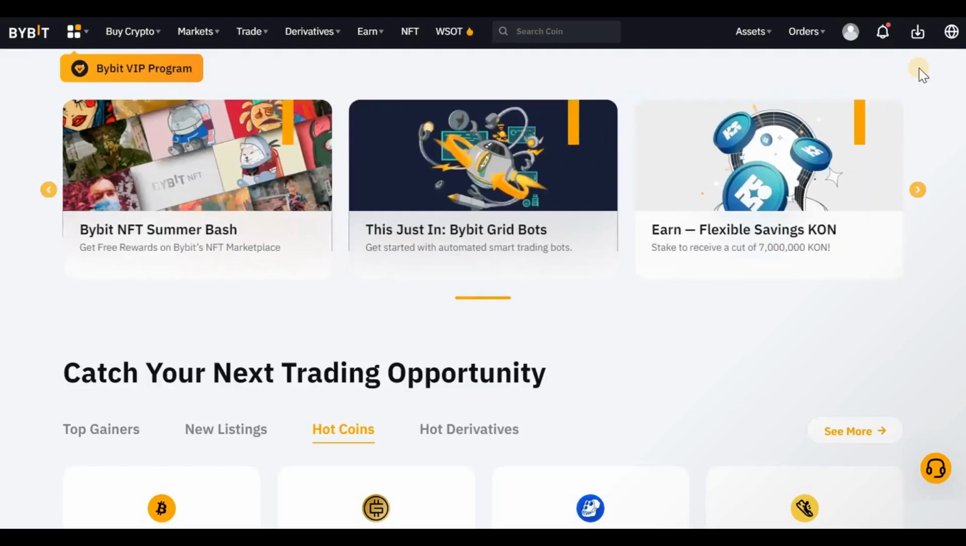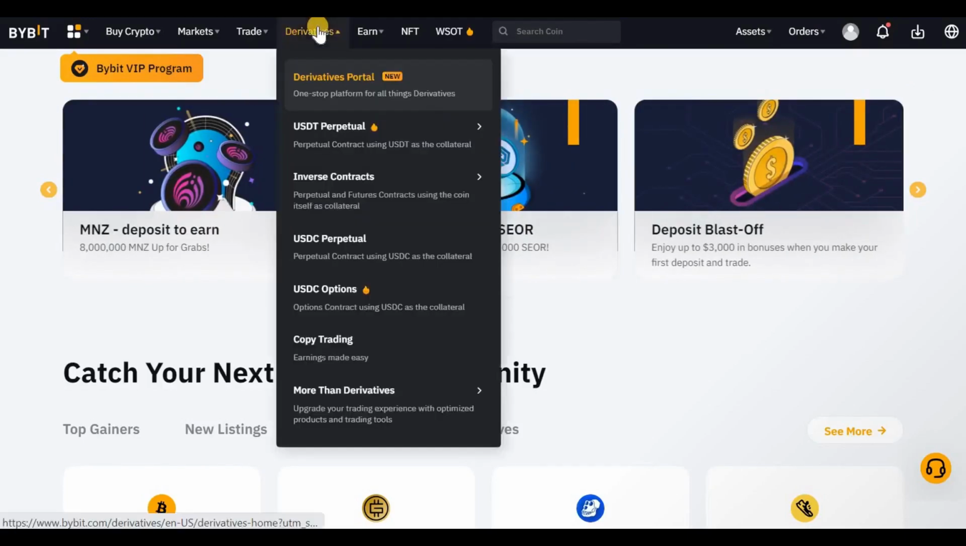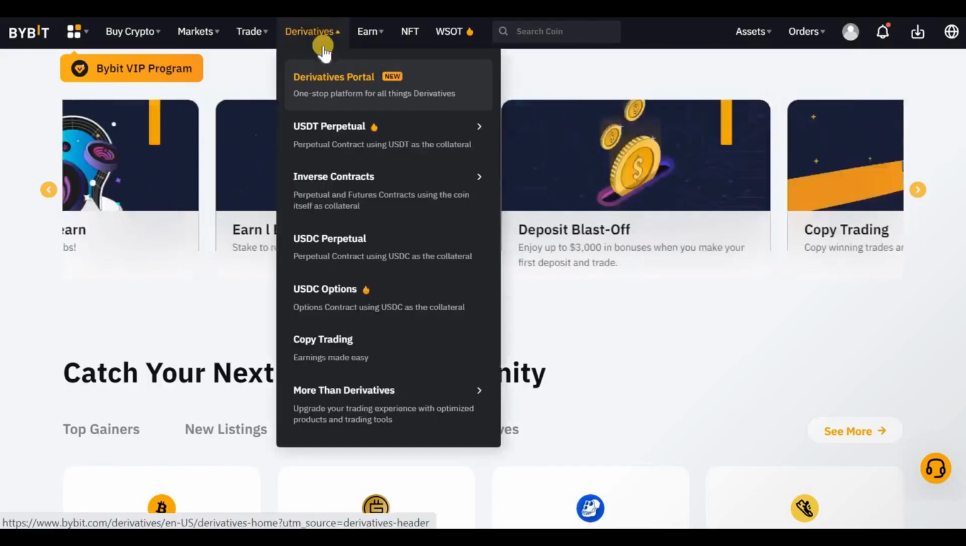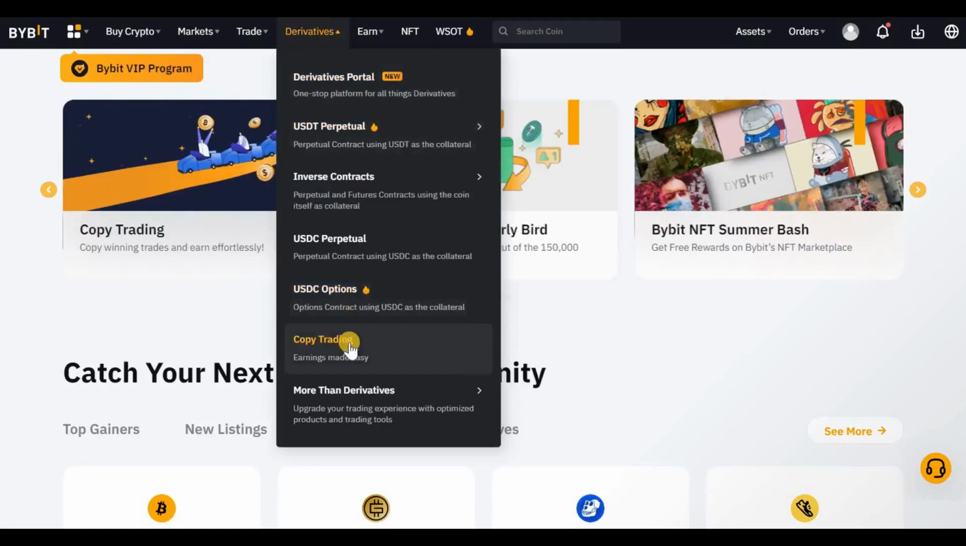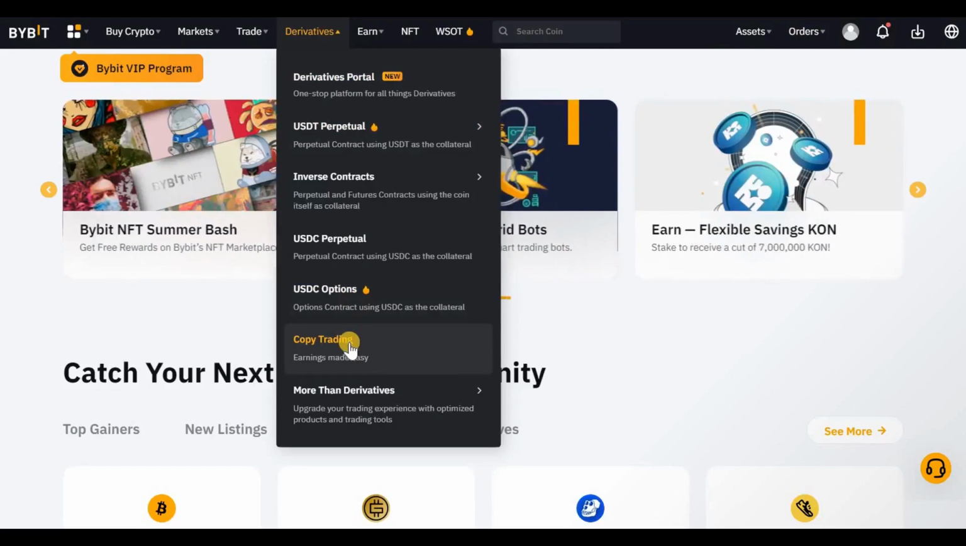To get started, you would have to go over to this section right here and click on derivatives. Scroll down and select copy trading. This is what we are going to use to copy other pro trader strategy and make consistent profits over time.